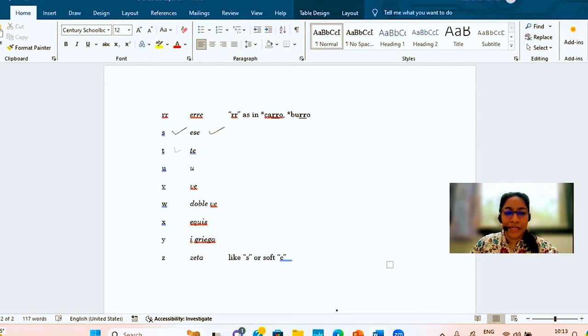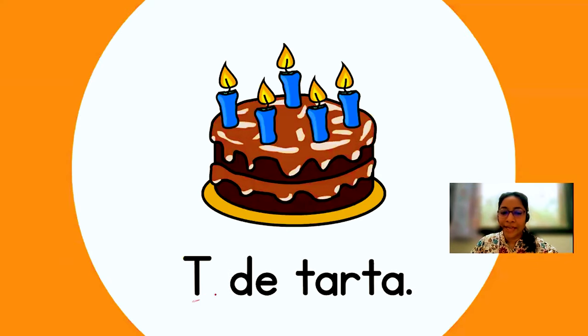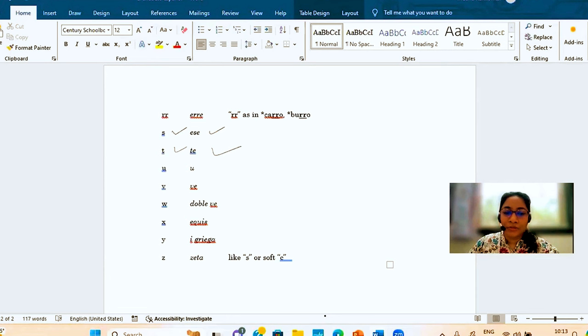Next one is T in English becomes te. Okay, by now you must have understood, we really don't have these very strong, sharp pronunciations in Spanish, or rather in most of the European languages. So we're not going to say a hard te. We're going to say a soft te. T is a hard sound in English, but in Spanish it is not so. Let's look at one example. Te. This is not tarta. This is tarta. Very soft. Tarta. Te, te, tarta. Let's go to the next one.